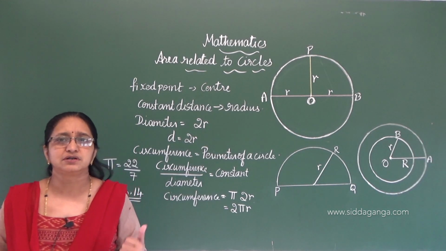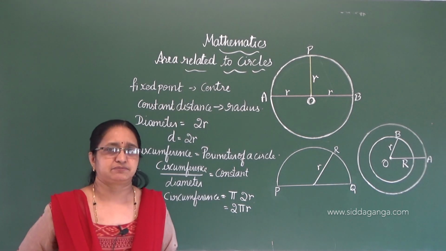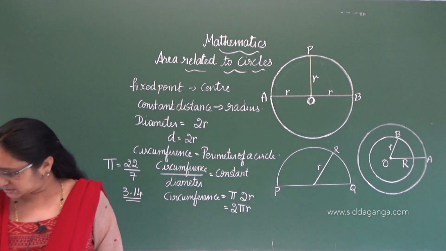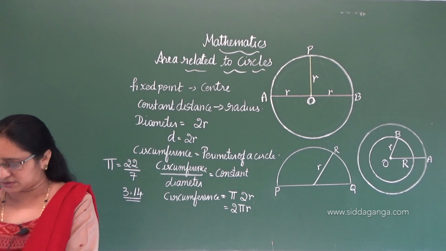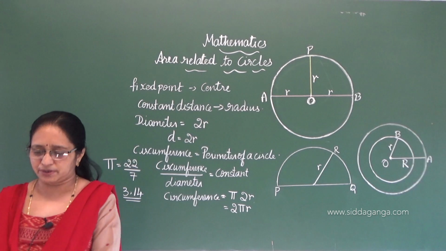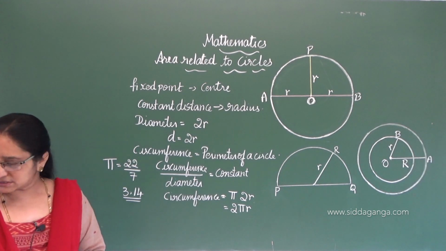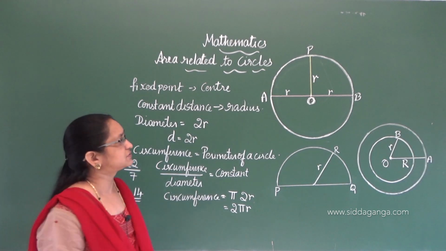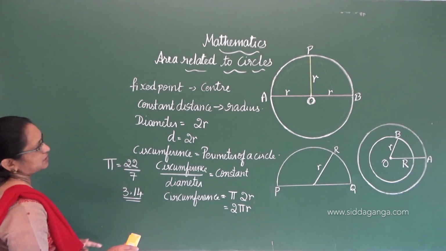See, it is non-terminating and non-repeating, isn't it? So all this, but for the calculation purpose we are going to use 22 by 7 or 3.14. Now let us move on to the area of a circle. So I hope you all understood this.